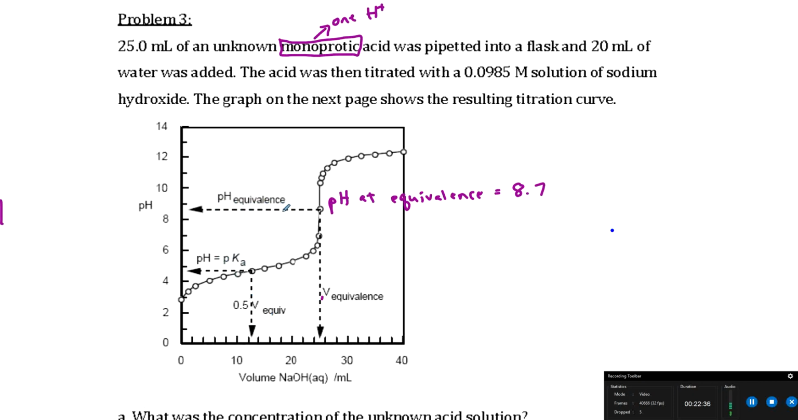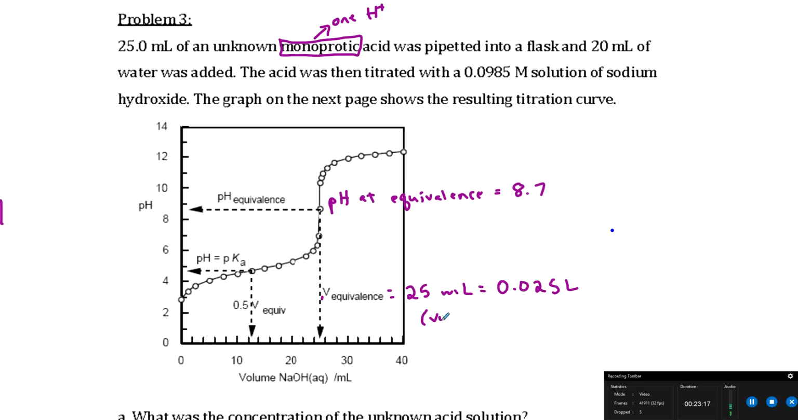So if you look here, at the equivalence point, if you go down to the x-axis, you can see that the volume required to titrate is 25 milliliters. So if you're looking to find the halfway point, it's just half of 25 milliliters. So that's 12.5 milliliters. Okay, so we're going to say the volume at equivalence is 25 milliliters, and we'll put that into liters because we will need it in liters to do our calculations.